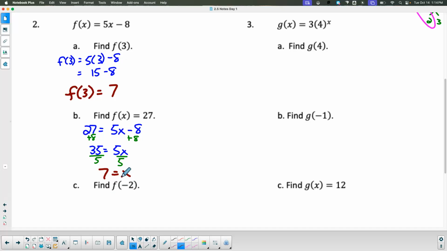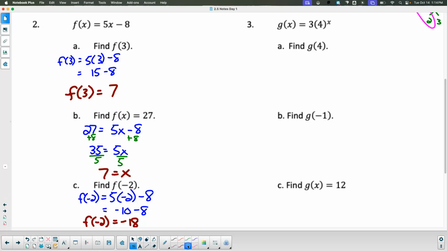f of negative 2, plug in negative 2. 5 times negative 2 is negative 10. Negative 10 minus 8 is negative 18. Agree with me on that? Okay. g of 4.